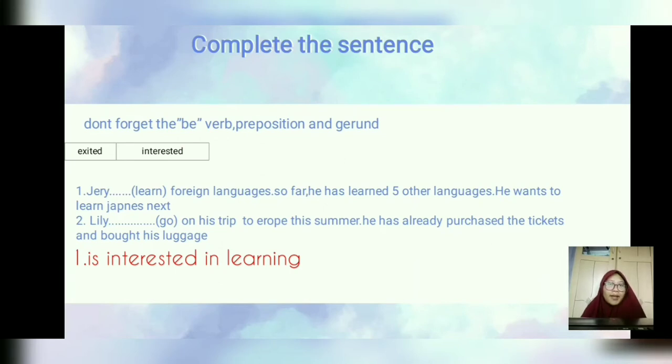Lily blank go on her trip to Europe this summer. She has already purchased the tickets and booked her luggage. So, the answer for this question is, what's your opinion about that? Okay, the answer is excited about going. Why? Because the be verb is, the adjective is excited, the preposition is about, and the gerund is going. I said before that the formula of gerund is verb plus ing, so go becomes going because go plus ing.